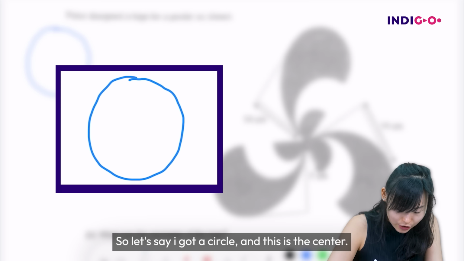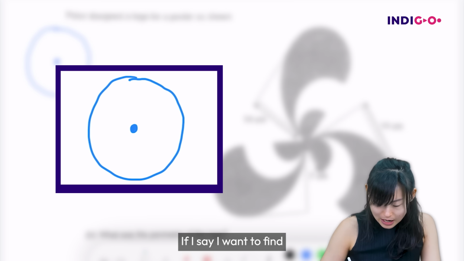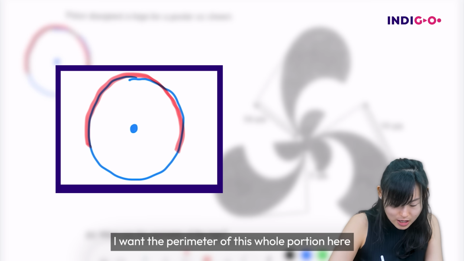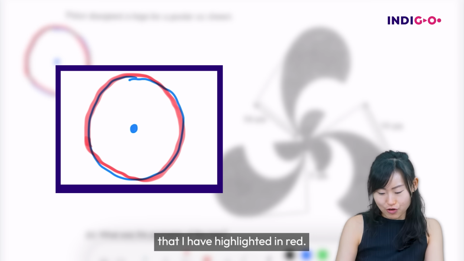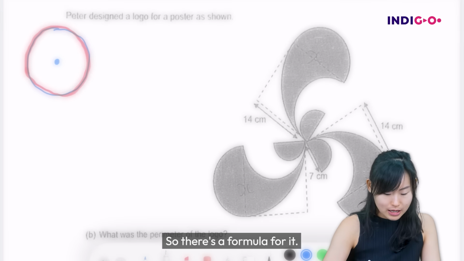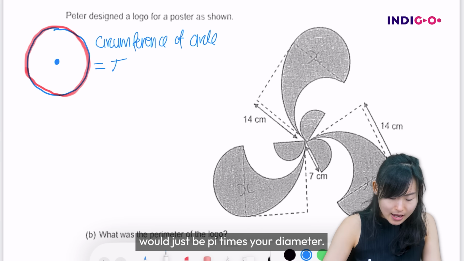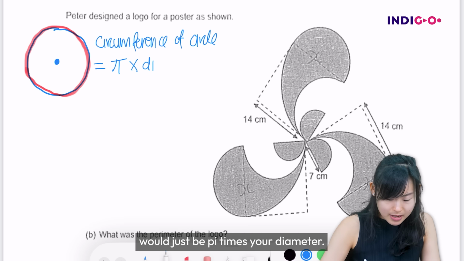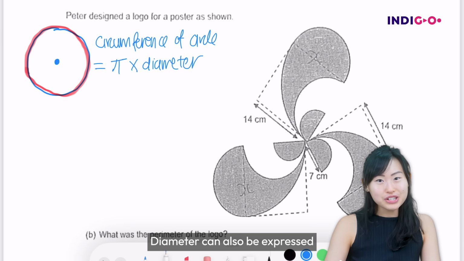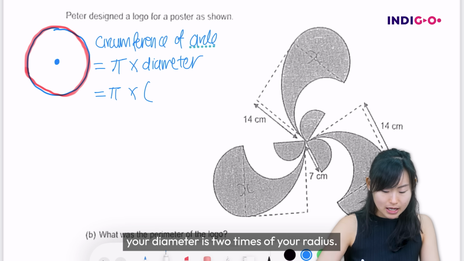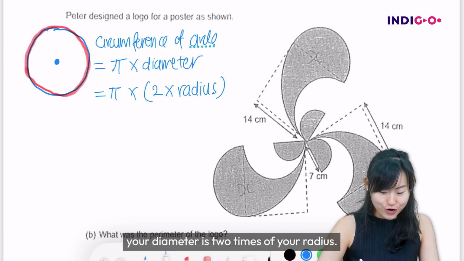So let's say I've got a circle and this is the center. If I say I want to find the circumference of a circle, it means I want the perimeter of this whole portion here that I've highlighted in red. So there's a formula for it. The circumference of a circle would just be pi times your diameter. Diameter can also be expressed in terms of radius because remember, your diameter is 2 times your radius.